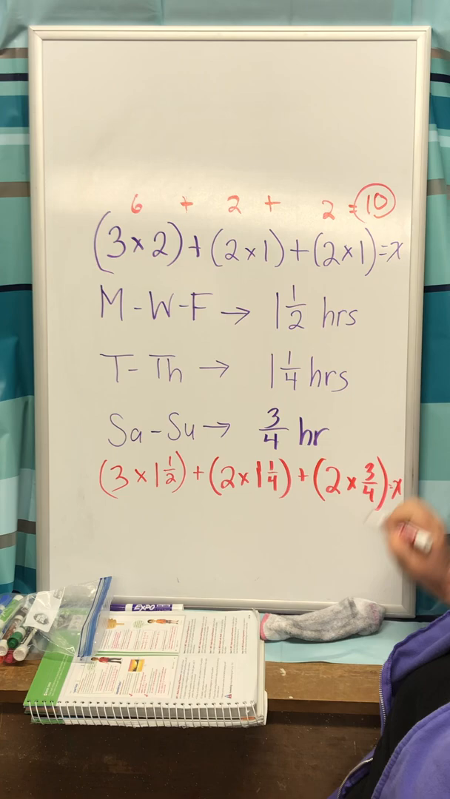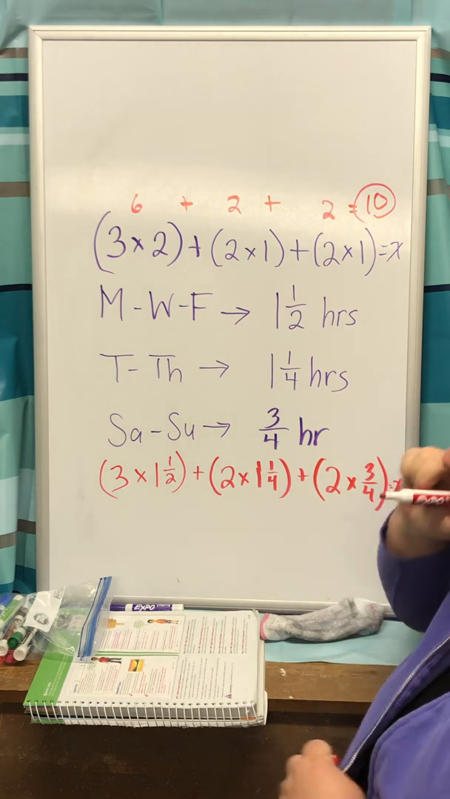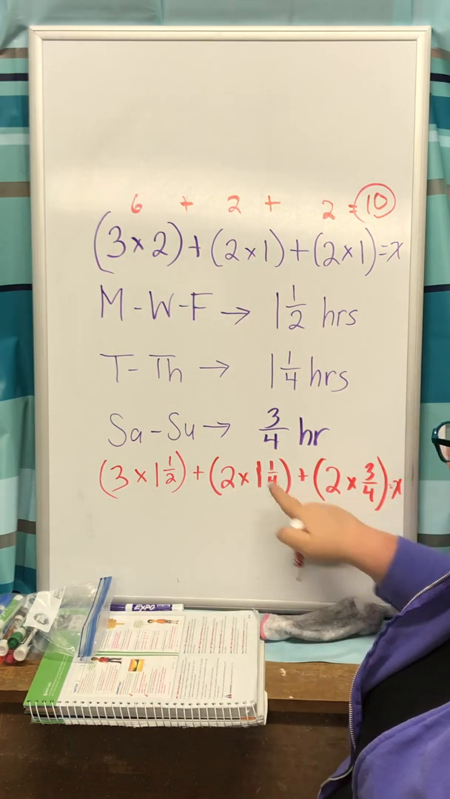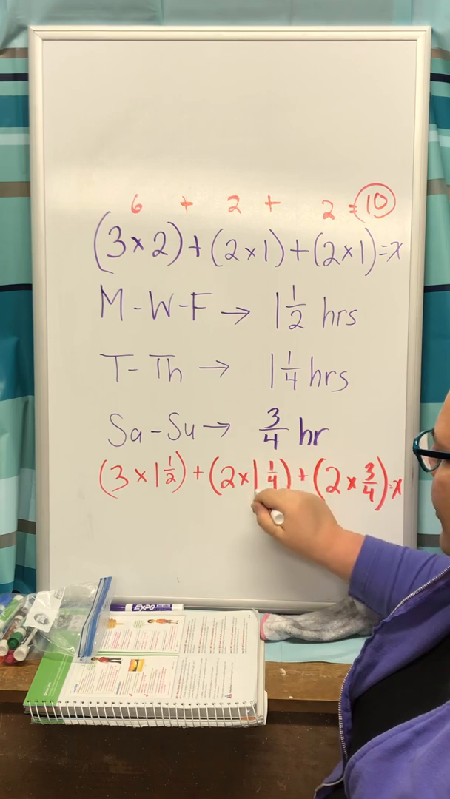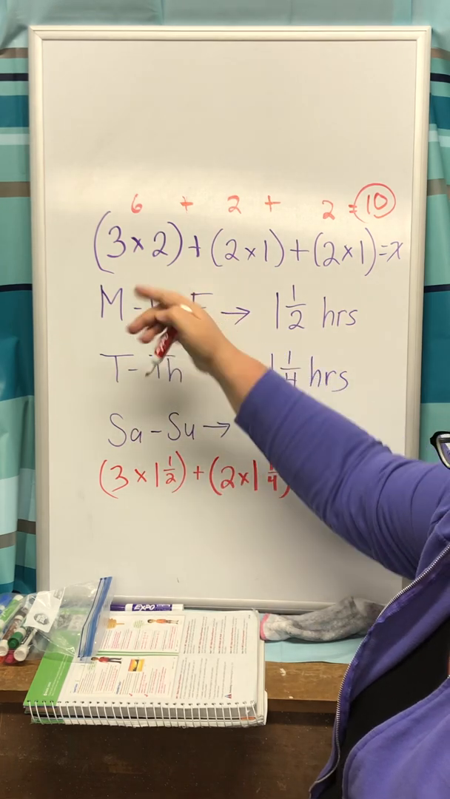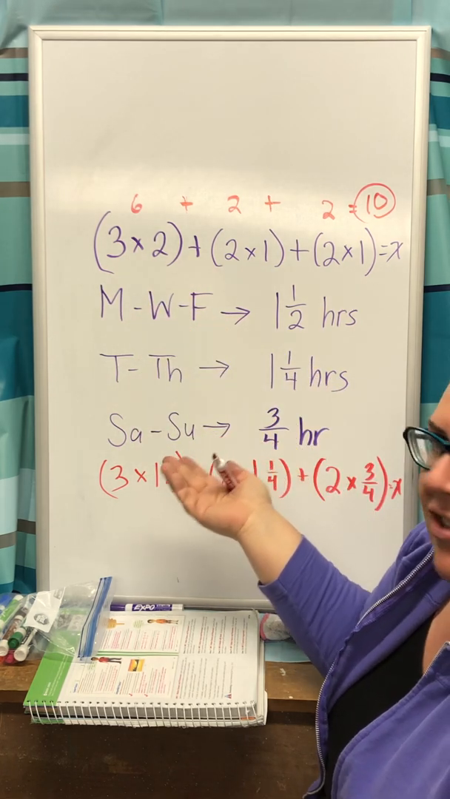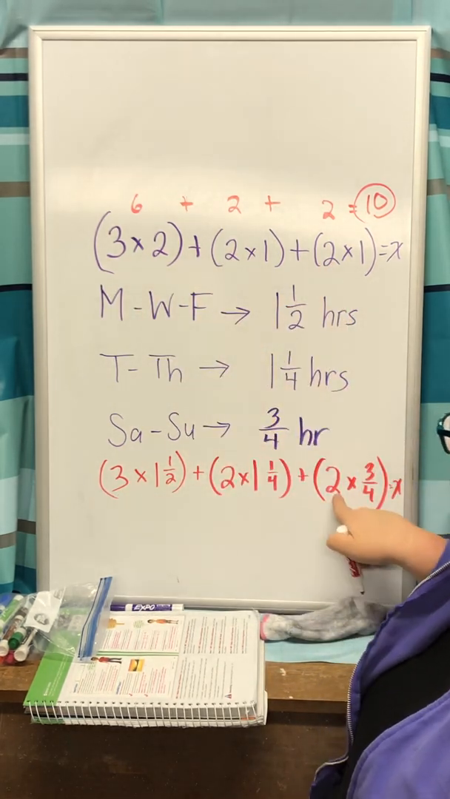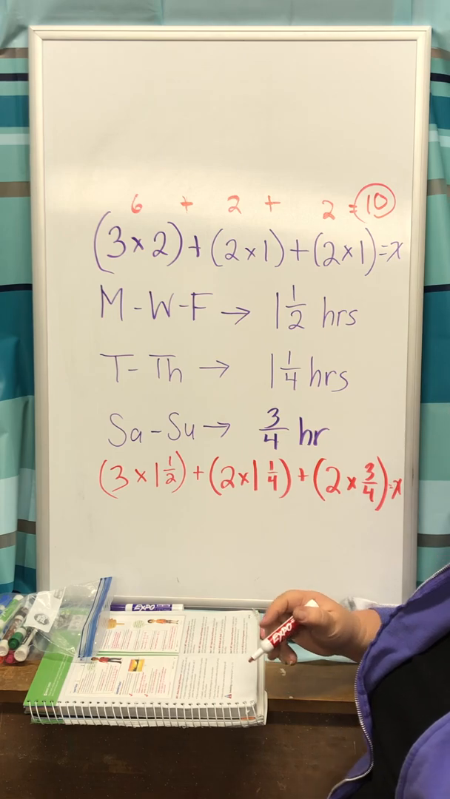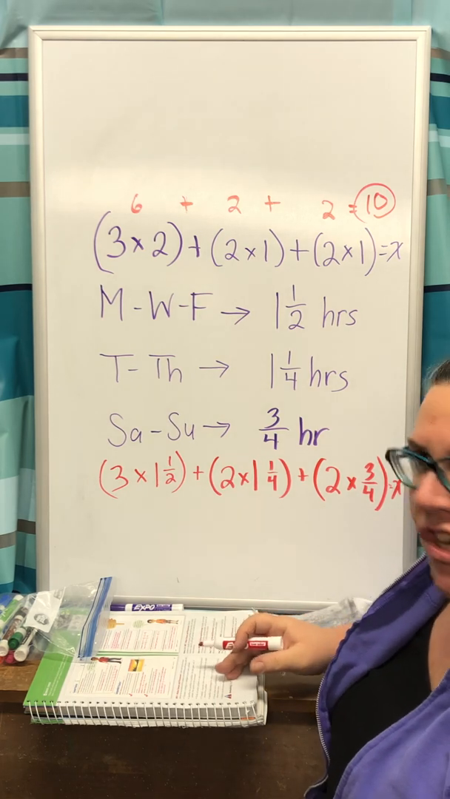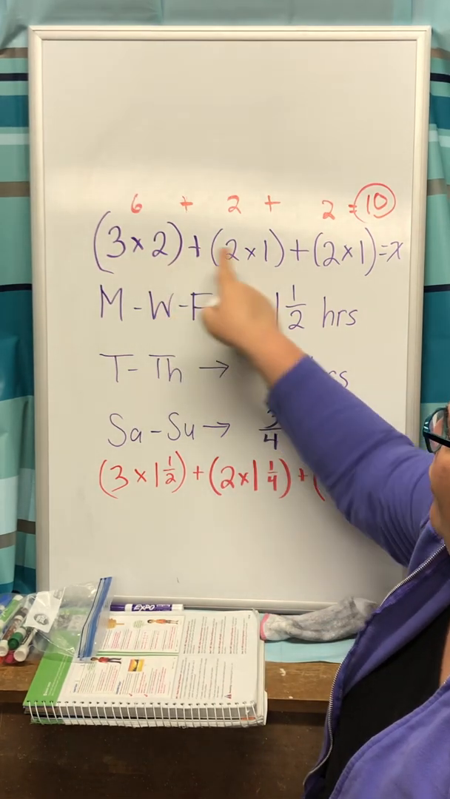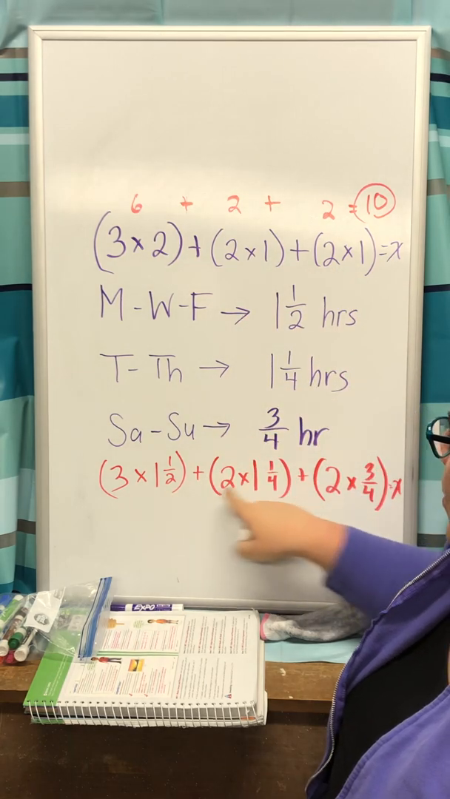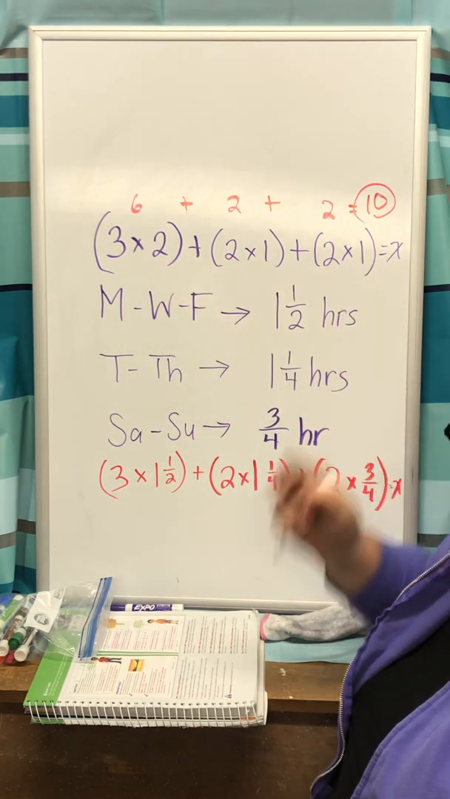And I'll squeeze my variable in there. So my new number model looks like this. And if you look at my original number model for my estimate, they're almost identical. So everything that I have as my first number is still part of my second number model when I'm doing the exact. The only thing that's changed is my fractions went to whole numbers on my estimate.